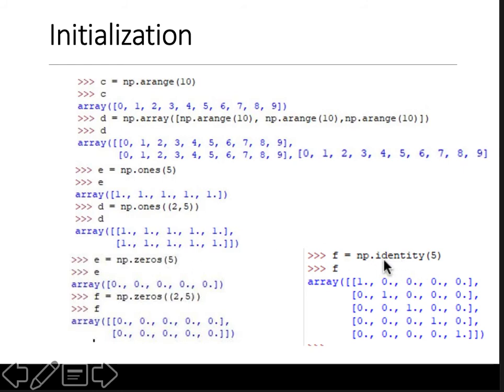Another example is if you want to create an identity matrix. If you remember from math, an identity matrix has ones on the diagonal, and everything else is a zero. You can create that with five rows: first row, second, third, fourth, fifth rows. Since it's identity, all the diagonal entries have to be one. So the columns are five also.